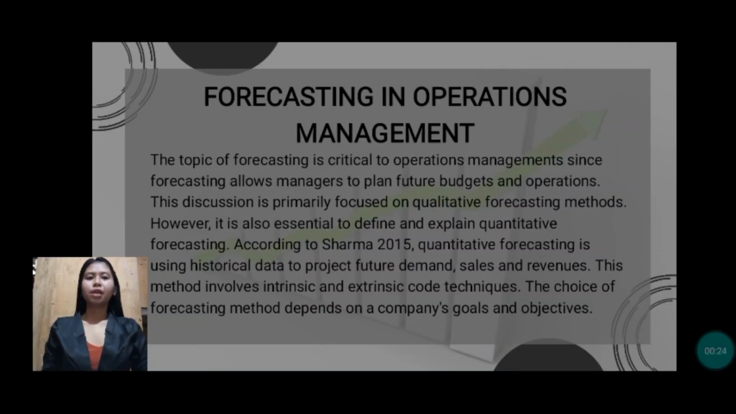According to Sharma 2015, quantitative forecasting is using historical data to project future demand, sales, and revenues. This method involves intrinsic and extrinsic techniques, so the choice of forecasting method depends on a company's goals and objectives. So, meaning, forecasting helps managers plan budgets and work. And while we're focusing on qualitative methods like asking experts for opinions, quantitative forecasting uses past data to guess future sales or demand. So, it has two types, the intrinsic and the extrinsic.